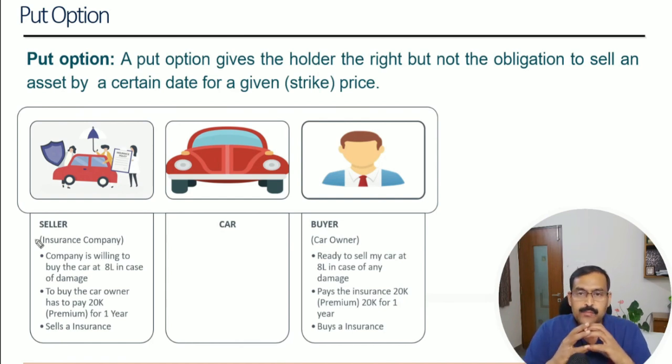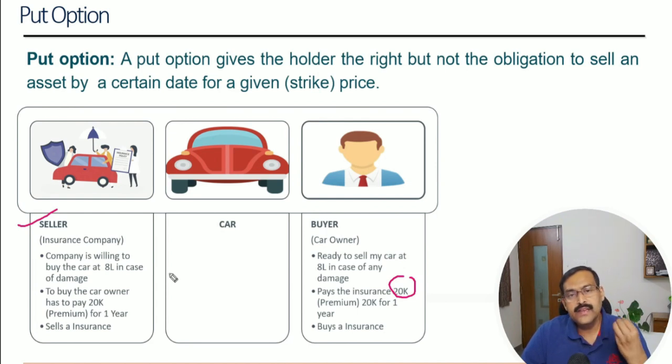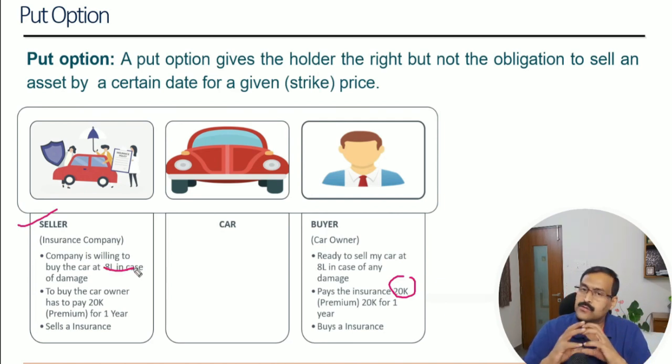Here is the real-time analogy for the put option. There is a company which sells insurance to the car buyer, and the buyer pays a premium of 20,000 and gets into a contract with the insurance company saying that in case of any damage or any event to the car, the maximum amount, that is 8 lakhs, let us say, will be borne by the insurance company. So that means the seller of an insurance is obliged to receive the delivery of the car, nothing but paying the cost of the car to the buyer of the insurance, keeping the 20,000 premium that is given by the buyer.